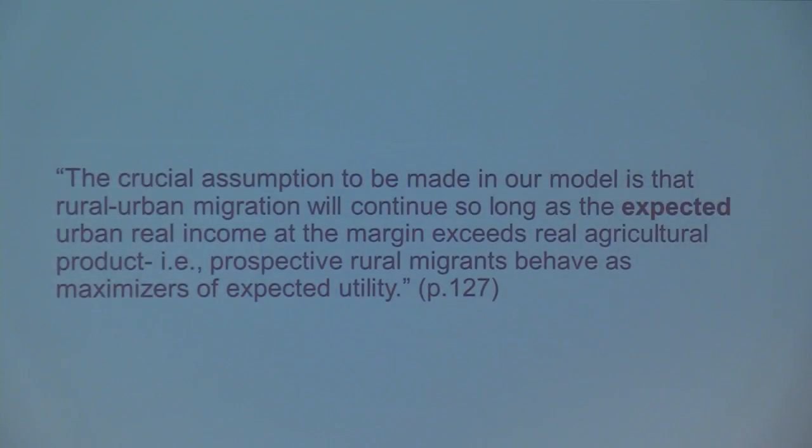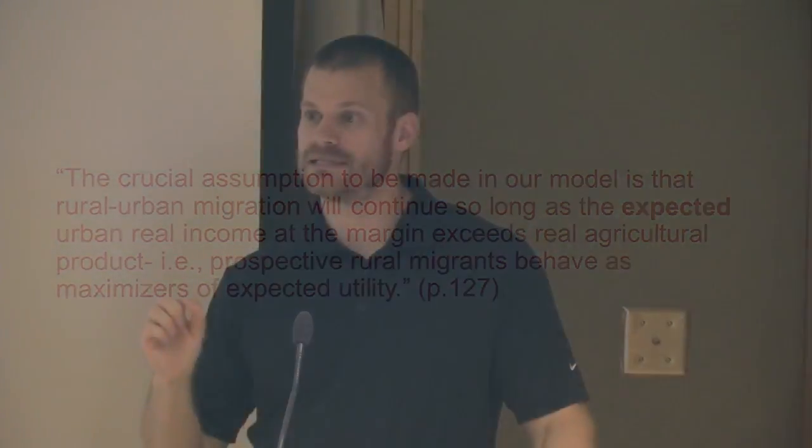They say this: the crucial assumption to be made about our model is that the rural to urban migration will continue so long as the expected urban real income at the margin exceeds real agricultural product. That is, prospective rural migrants behave as maximizers of expected utility. So what they're saying is the reason why all those people moved to that area is because they were moving based off of the expectation that they could become part of the formal economy. So they were acting very rationally. They weren't acting irrationally like some other people had assumed and suggested.